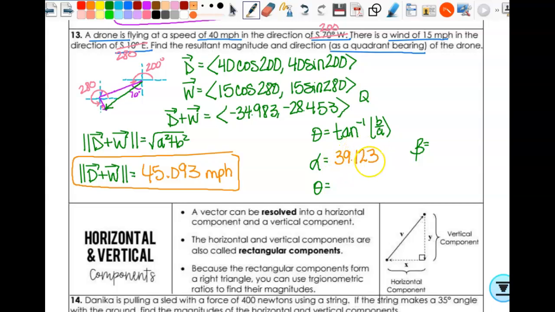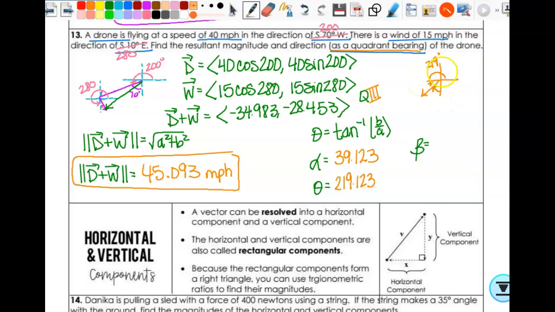I'm going to get 39.123 for alpha. But I need a quadrant 3 angle. So if I have alpha and I need quadrant 3, I just add that to 180, right? So this is going to give me 219.123. So that angle then is like right here. That's 219 degrees. I need this as a quadrant bearing, which means I actually need this part. So I can say I'm going south, something west.